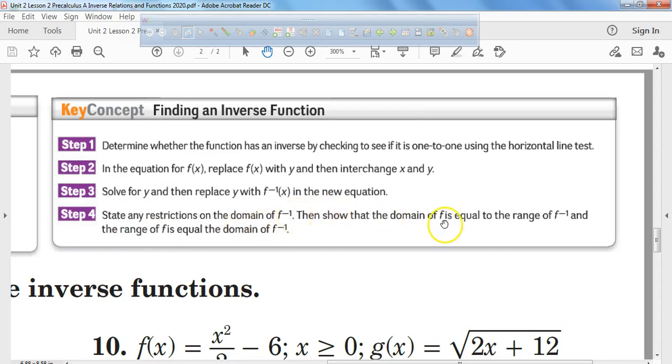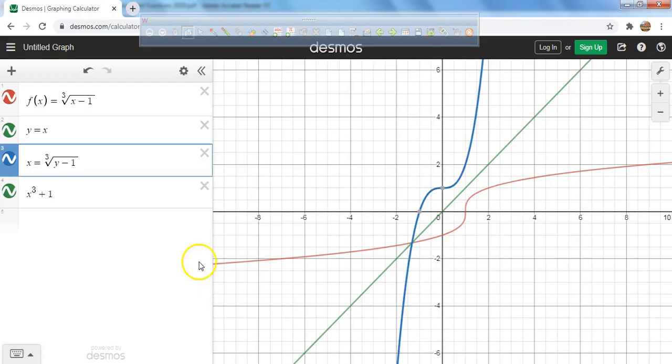All right? So, wait a second. We didn't do that last part, but it's okay. We didn't do the last part because there are no restrictions. All right? This is a cubic function. There are no restrictions on the domain. Okay? No restrictions whatsoever. So we are good to go. It's all real numbers for the domain.